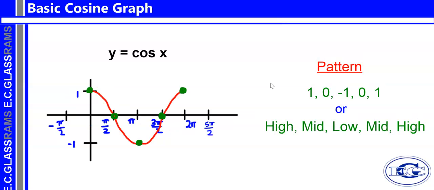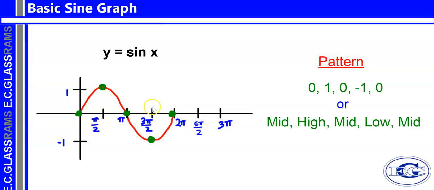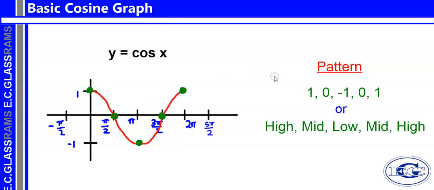And here's the graph for cosine. Notice that this one kind of makes a U shape versus a sideways S. So you start high at the y value 1, then you go down to 0, which is the mid, low at -1, mid 0, and then back to high of 1.